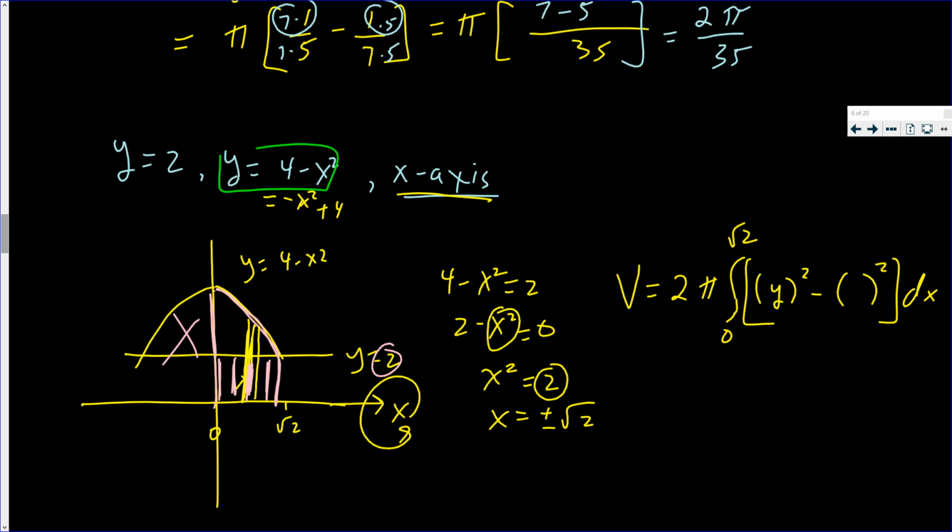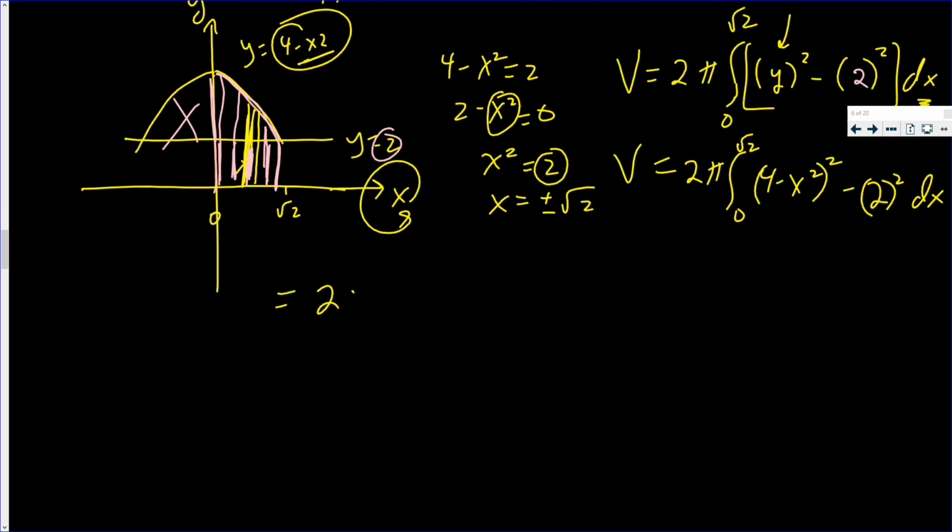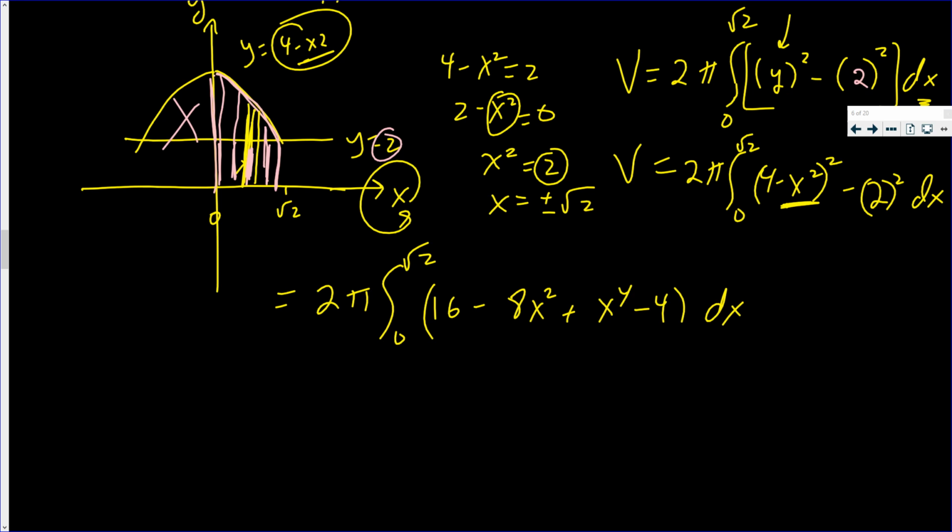Okay, and we're almost done. The only problem is, if that's x, you can't have a y. But we have a way to convert y's to x's. So it's going to be 2 pi from 0 to radical 2 of that squared, 4 minus x squared, squared, minus, I'll leave it as 2 squared dx, because I didn't square anything yet. So this is going to equal 2 pi, the integral from 0 to radical 2. When I square that, I get 4 squared, which is 16, minus 4 times x squared times 2, which is 8x squared, plus I squared the x squared, which gives me x to the 4th, minus 4, all dx. Well, 16 minus 4 is just 12.